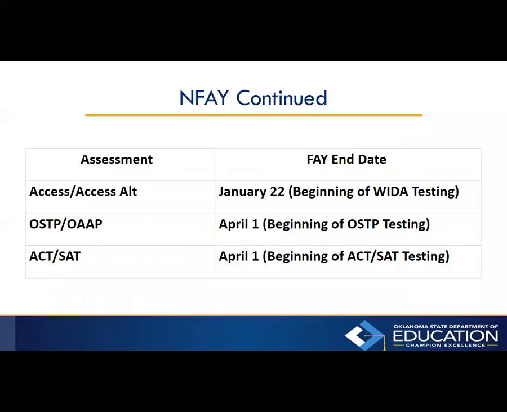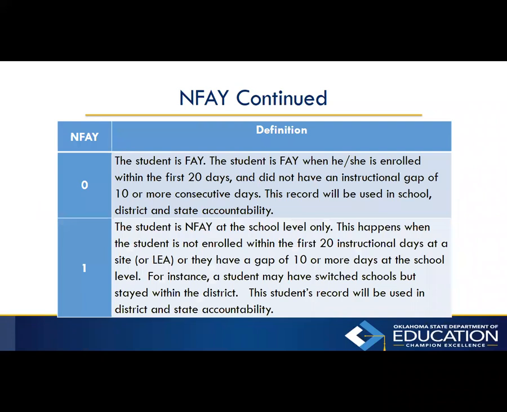I put in here also the NFAY status during the assessment correction window, and it is not part of the demographic overlay, so that's why we look at the ASR. For the assessment for the ACCESS and the ACCESS Alt, January 22nd is your FAY end date. For OSTP and OAP, it's April 1st, and for ACT and SAT, it's April 1st as well. Also, of course, this chart is located on our accountability website, but I put it in here as well for easy access.